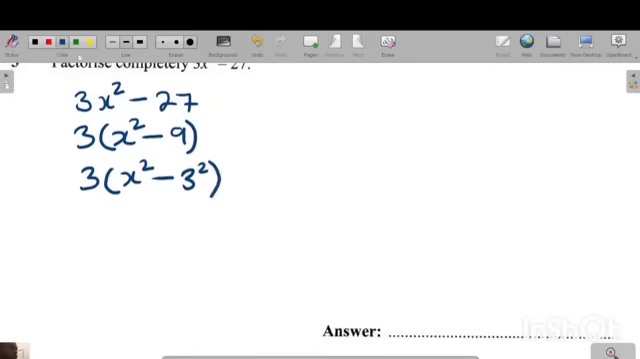Okay, now when you look at what is in the brackets here, you can see that x squared is a square number and 3 squared is also a square number. And because you have two square numbers and in between you have a minus sign, it means that the expression that is in the brackets is in the form of, okay, difference of two squares.